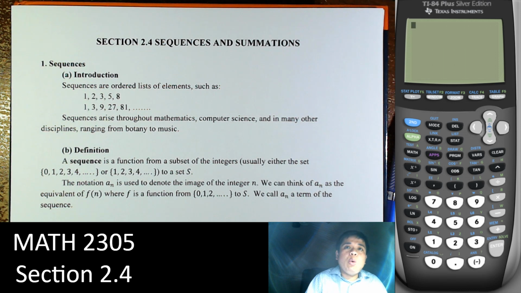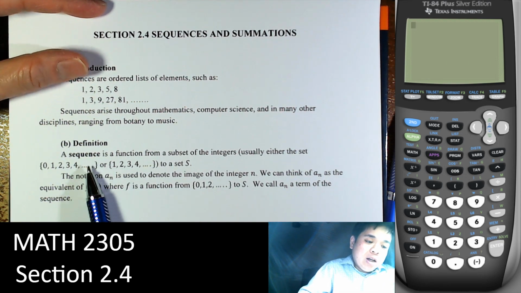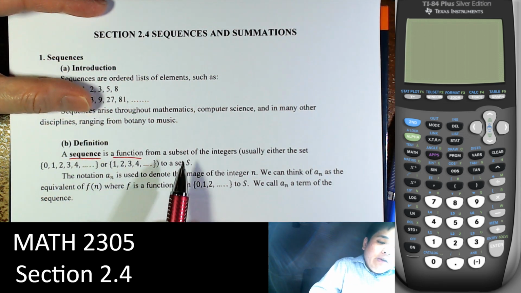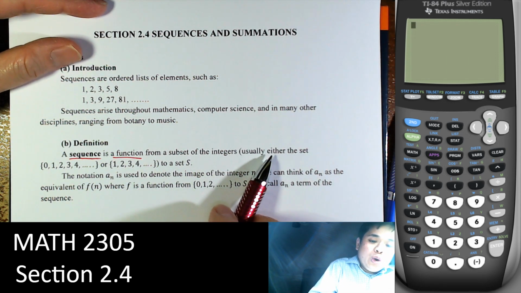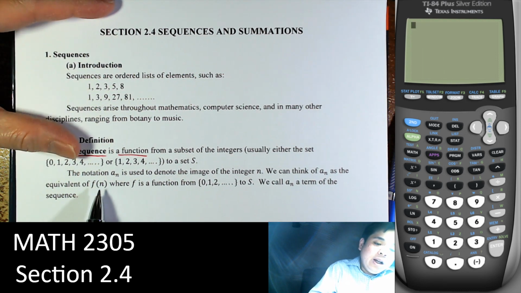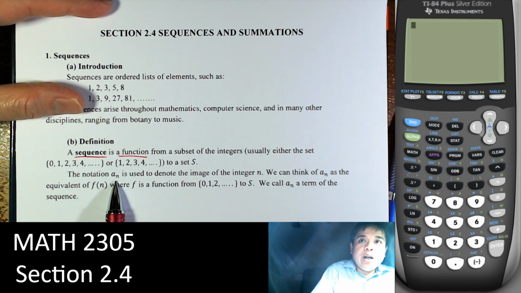So sequence, the way we define sequence is just like a function, except the domain will be whole numbers, or could be natural numbers. Alright, so here's some introduction there. We define a sequence as a function from a subset of integers, usually either a set of whole numbers or natural numbers. The difference between the sequence and the function is that the way we write that, we use the subscript instead of a number in the parentheses.